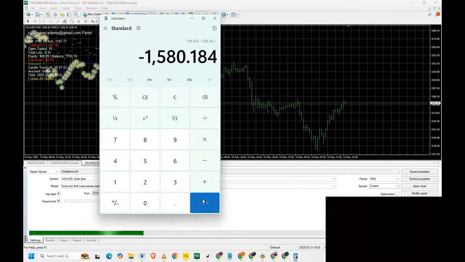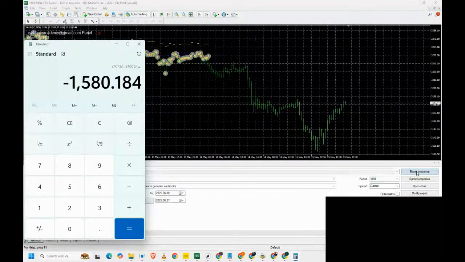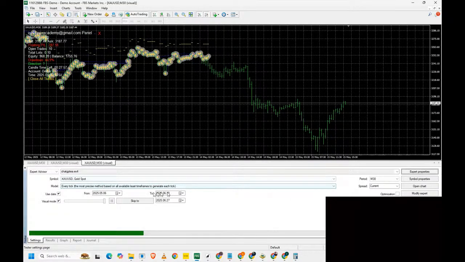All right, so I'll be starting with the 1.5 capital, 1581.8, and I will launch the bot by 14th of May. Expert properties, 1581.8. Right. And then I'll change the date to 14th.